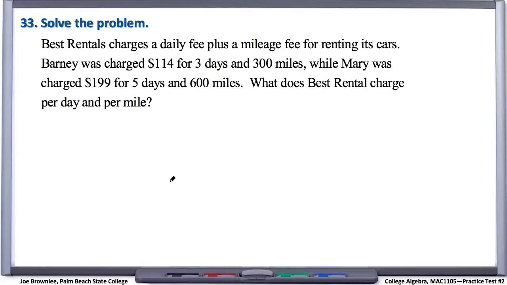All right, so another word problem. We are going to come up with a system of equations to help us solve this problem. And again, we're going to find out what the daily rate is. So what do they charge per day? And what does this company charge per mile?